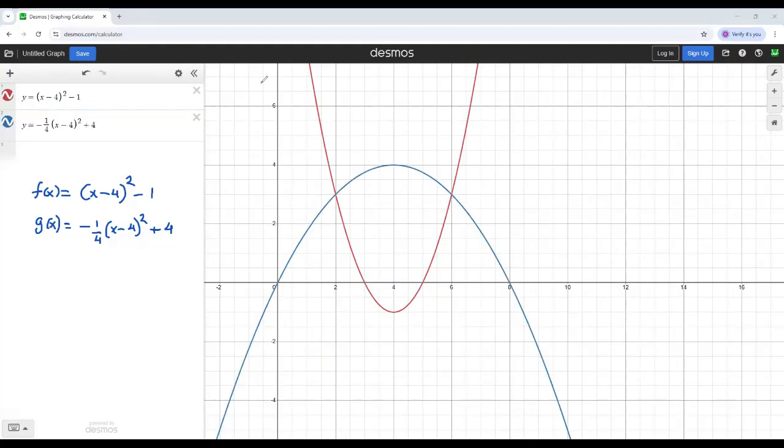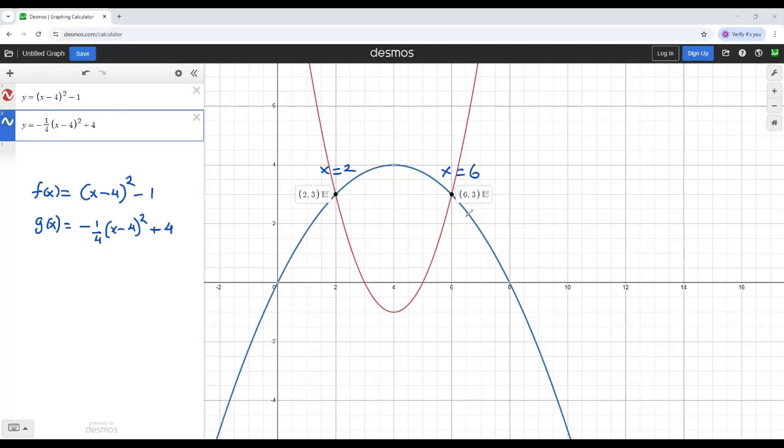Here I got the graphs of both functions f(x) and g(x), and the graphs of the two functions intersect at 2 points. One is over here and the other one is over here. Our aim is to get the x-coordinate at the points of intersection. The first point of intersection is (2, 3), where the x-coordinate is 2. The second point of intersection is (6, 3), where the x-coordinate is 6. Now we got the x-coordinates at the points of intersection of the two graphs.